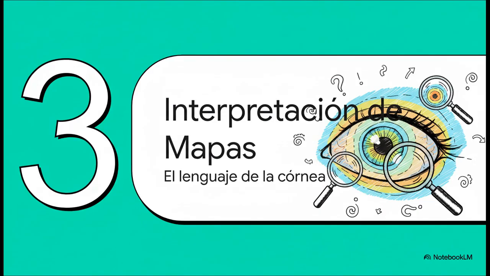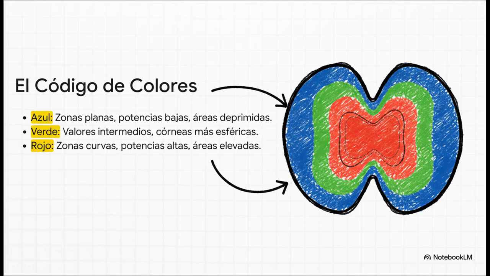Okay, we have the instrument. We've taken a measurement. Now comes the most important part, interpretation. Let's learn to read the language of the cornea through its topographic maps. The very first step is understanding the universal color code. Think of it like a weather map. Cool colors like blue indicate flatter areas, lower powers, or depressed zones. Greens represent your average, middle-of-the-road values. And the warm colors, your reds and oranges, they signify steeper curvatures, higher powers, or elevated areas.